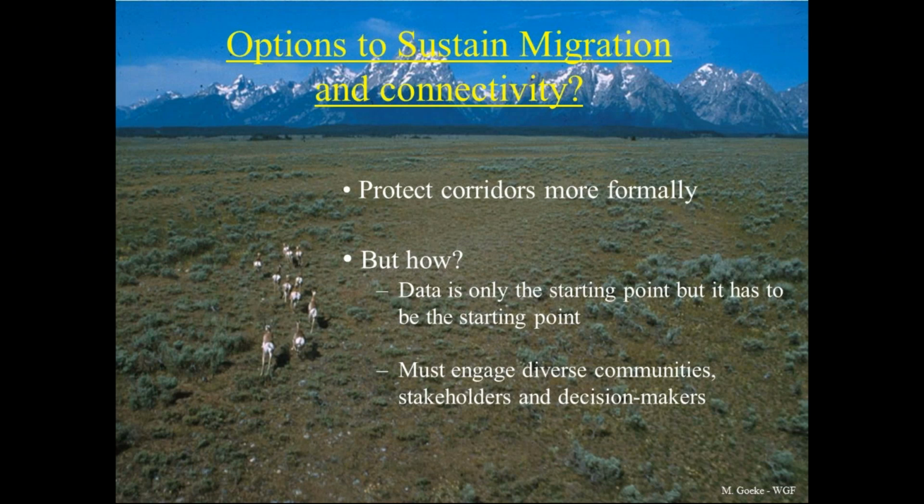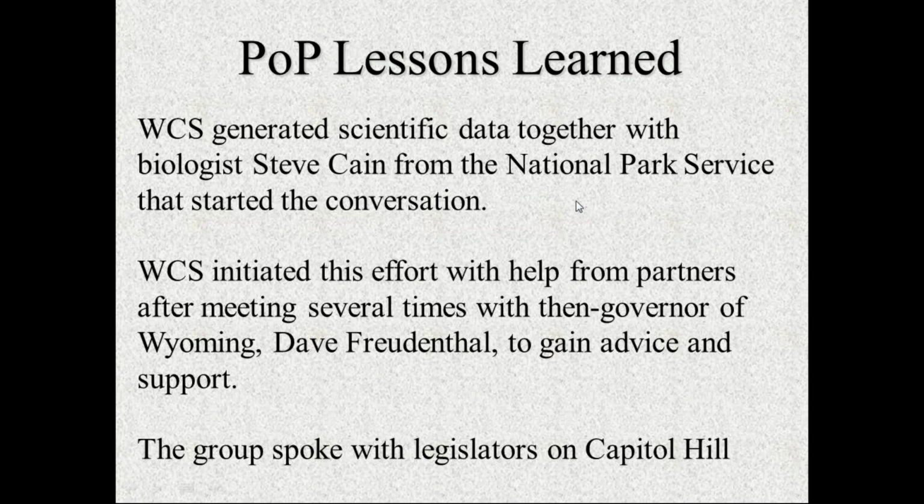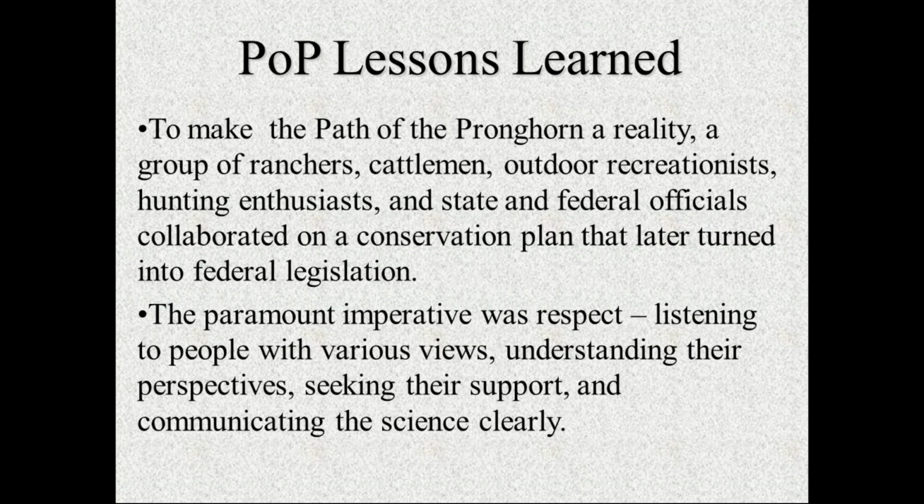And then we knew we had to engage diverse communities and stakeholders and decision makers in order to make this occur. So again, the data that was generated by WCS and the National Park Service started the conversation, and then we initiated this effort with help from partners after meeting several times with then Governor of Wyoming, Dave Freudenthal, to gain advice and support. And we formed a large group of stakeholders that started to meet with legislators on Capitol Hill. And to make the path of the pronghorn a reality, a group of ranchers, cattlemen, outdoor recreationists, hunting enthusiasts, and state and federal officials all collaborated on a conservation plan that later turned into this federal designation.